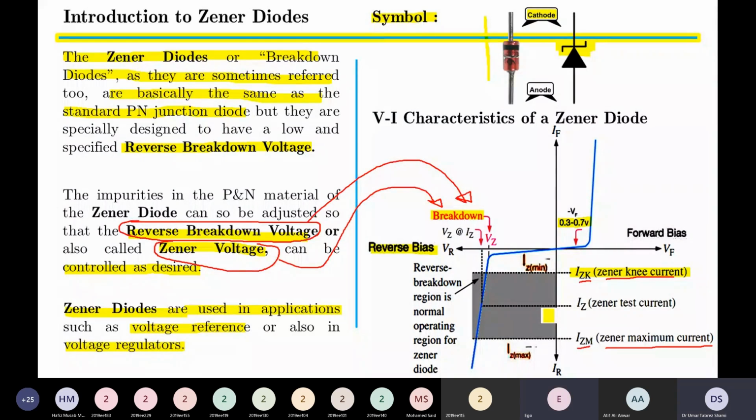Diode. Can you repeat your question? I was unable to follow that. Sir, can we make a voltage regulator using one Zener diode only? Yes, we can. In fact, in a later slide, we will see how we will get a voltage regulator from a single Zener diode.